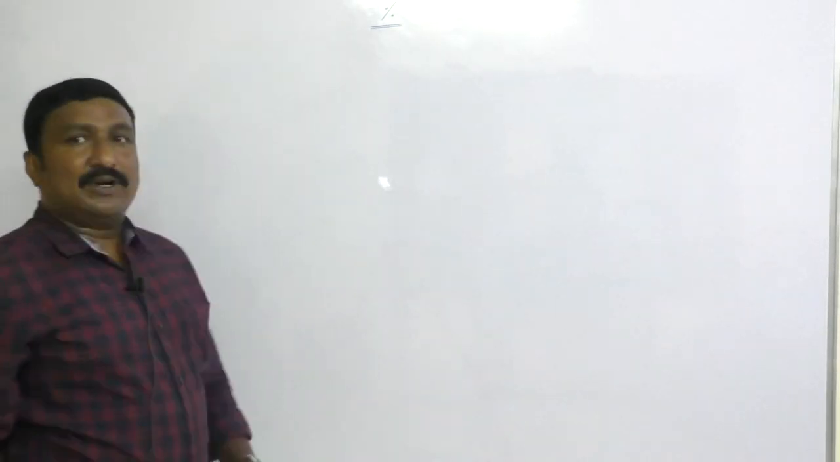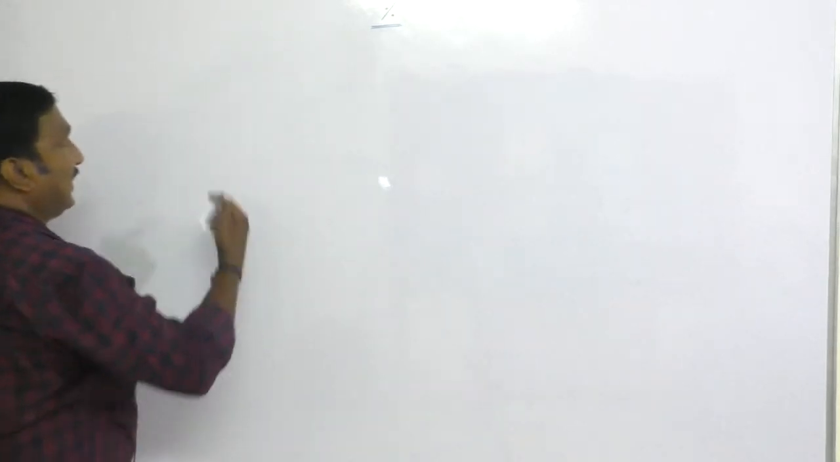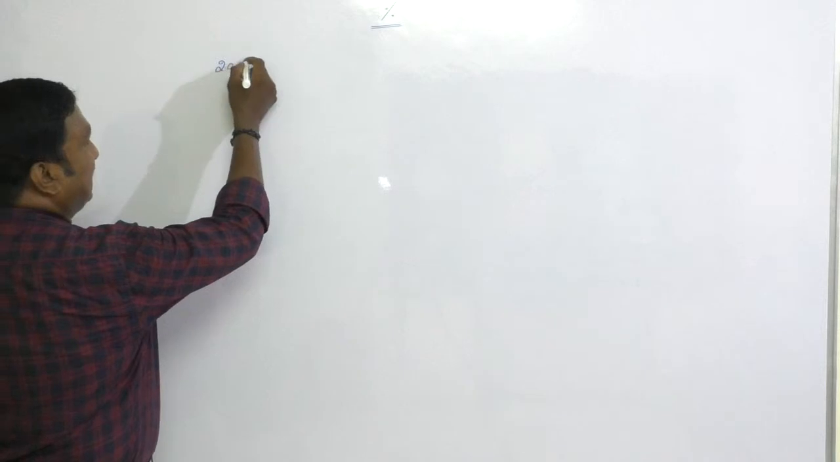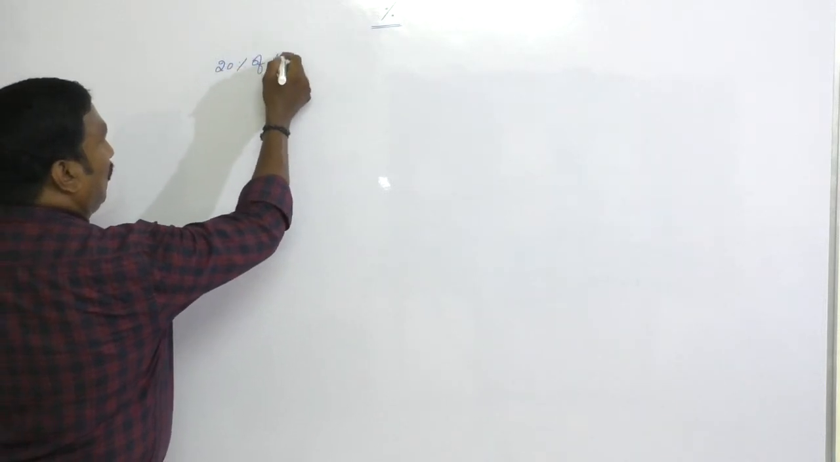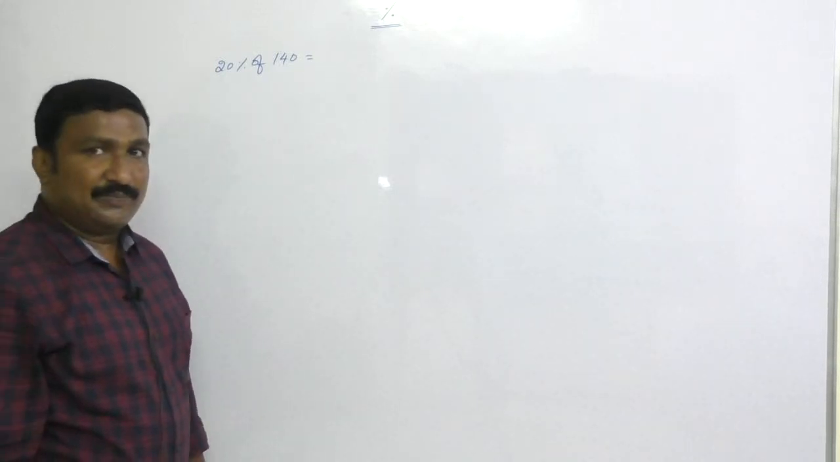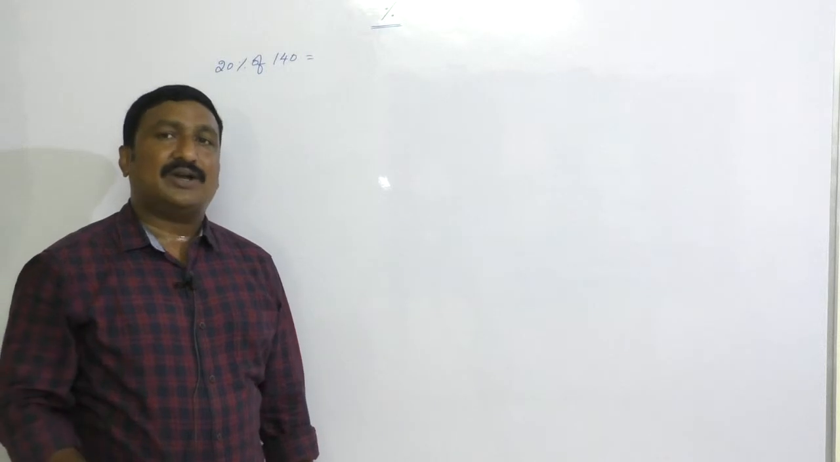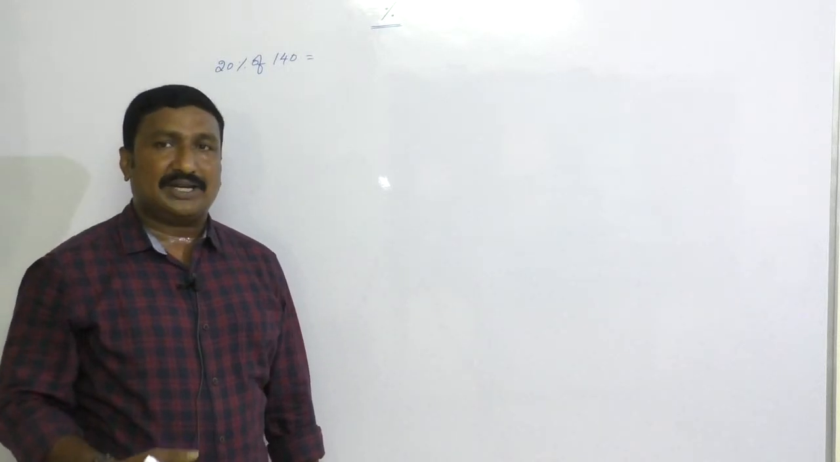Right friends, now I am calculating the multiples of 10%. For example, I want to calculate 20% of 140. So how to calculate 20% of 140? First always calculate the 10%, then based on that value we have to multiply by 2 or 3 or 4.